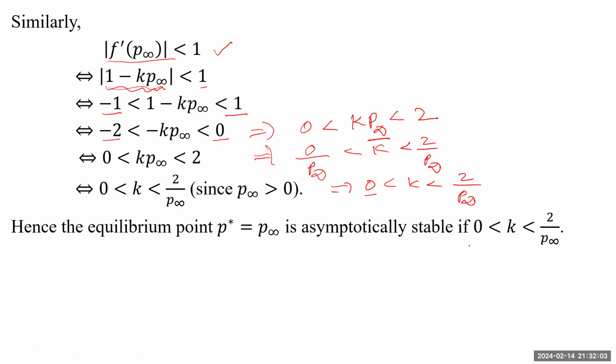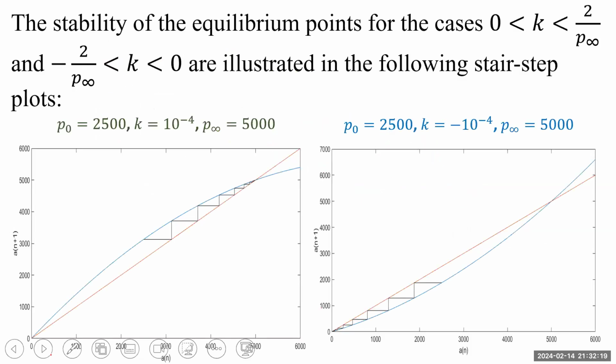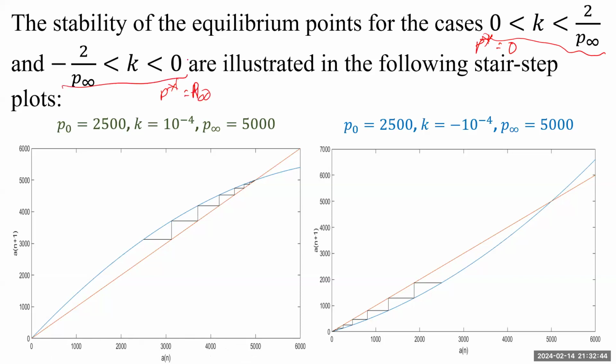So these two conditions give asymptotic stability for this problem. Such questions you can expect in the examinations. So see here, the possibility of the state step diagram or cobweb diagram: for the equilibrium point p star equals 0, the values of k lie in between, and for the equilibrium point p star equals p infinity, your k values lie between these two, right?